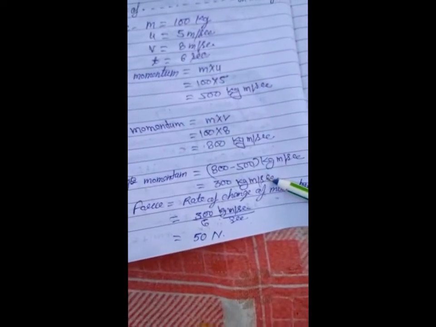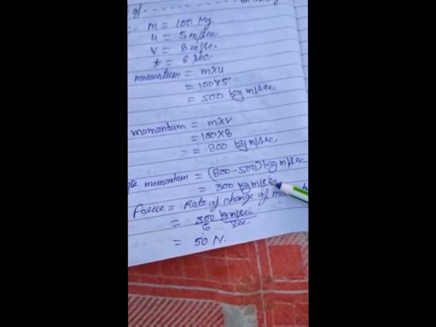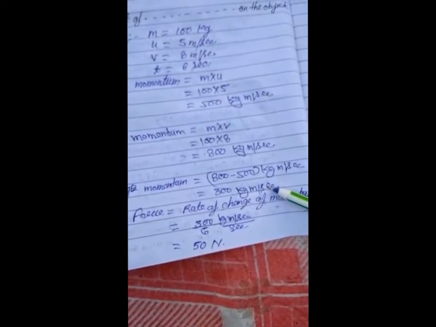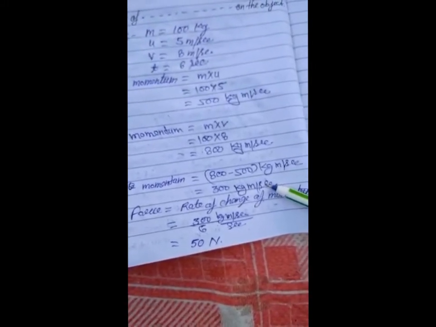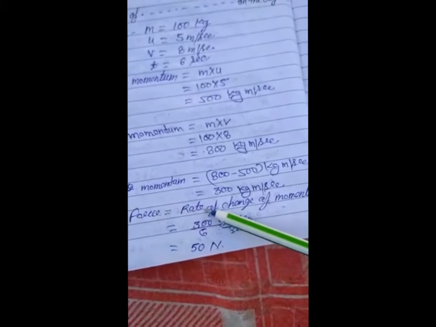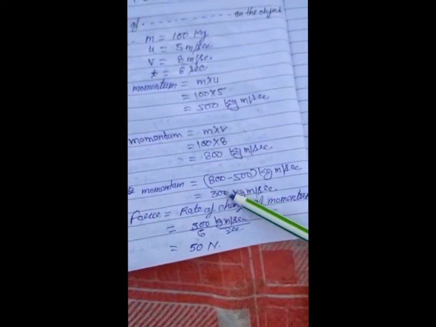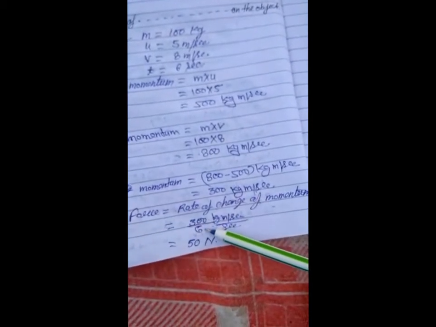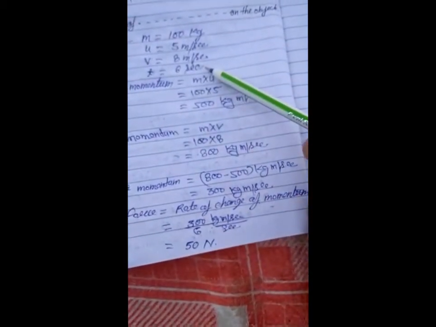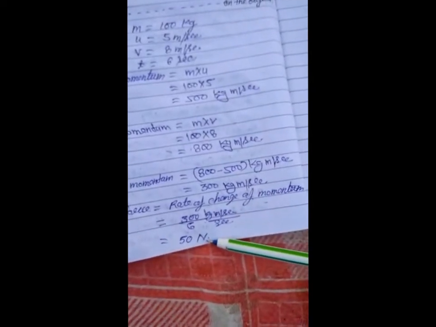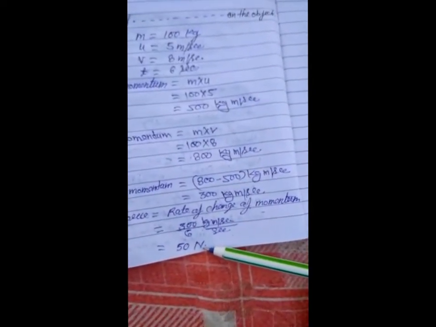Now in this question it is asking force, and we know that the rate of change of momentum is known as force according to the second law of motion. So force is equal to the rate of change of momentum. So change of momentum is 300. Rate means time, so time is 6 seconds here. So 300 upon 6 we get 50 Newton. That is the applied force. Okay.